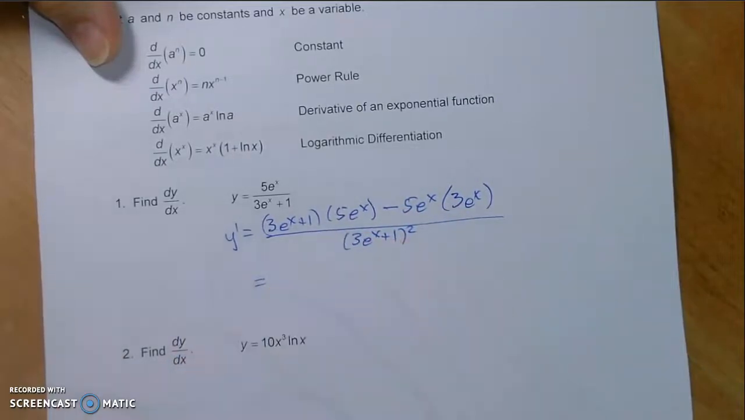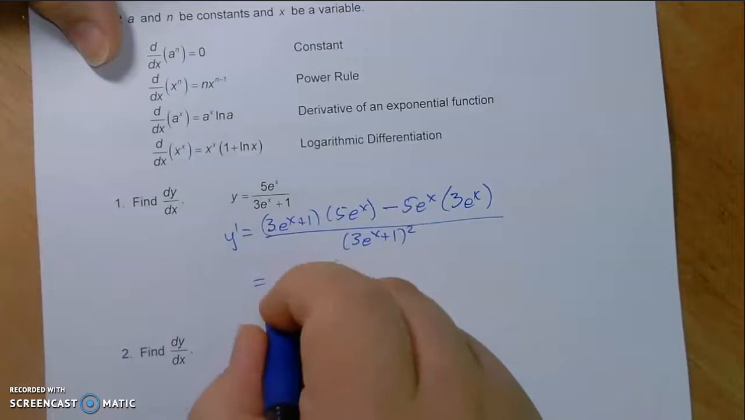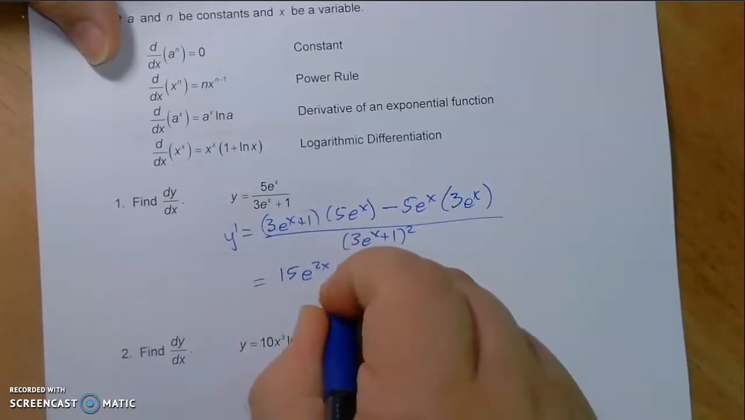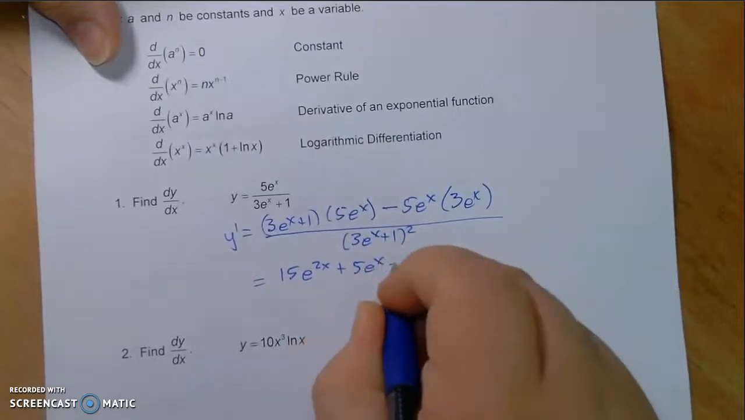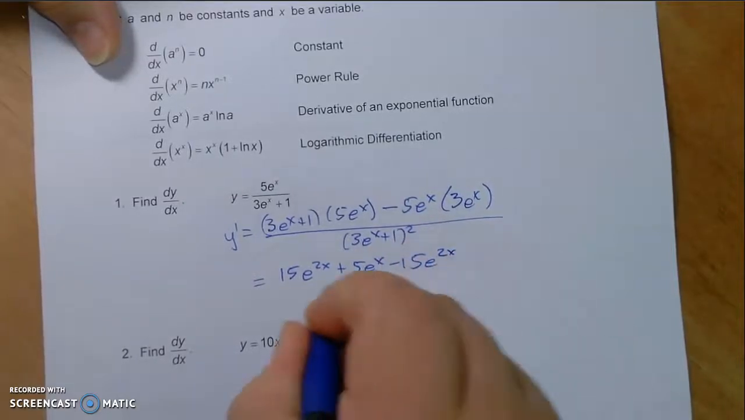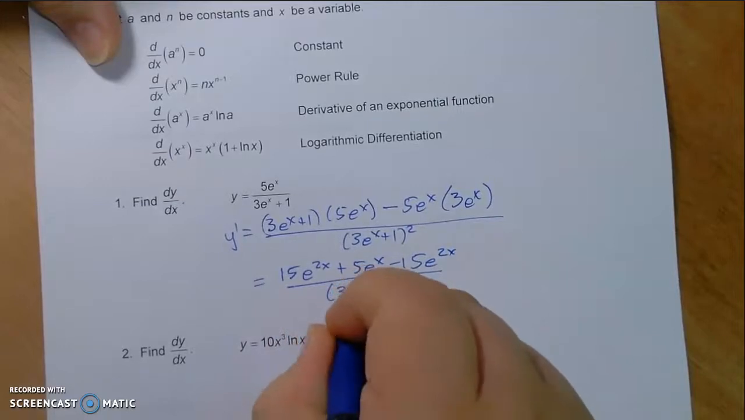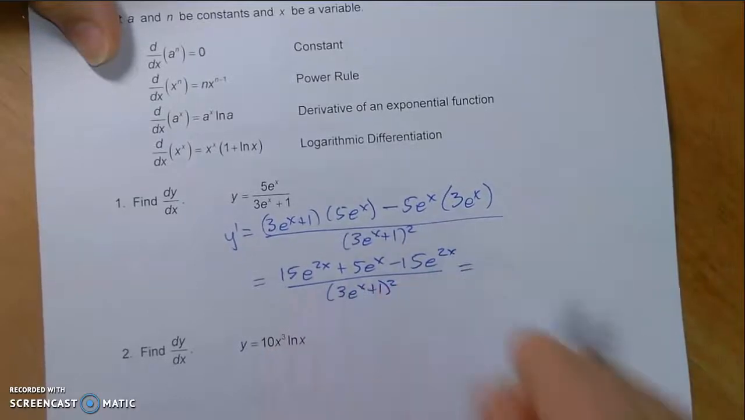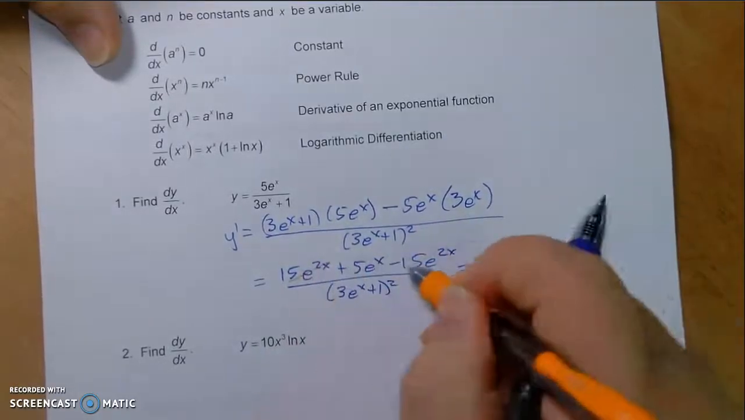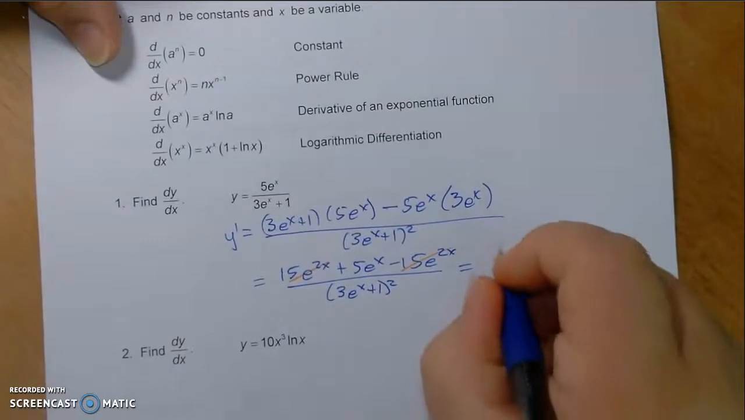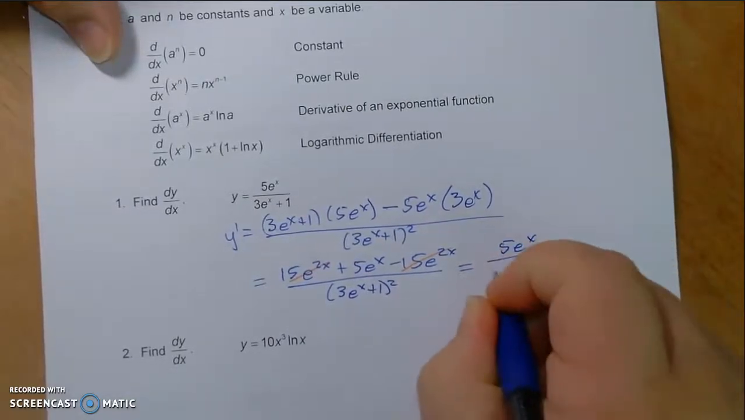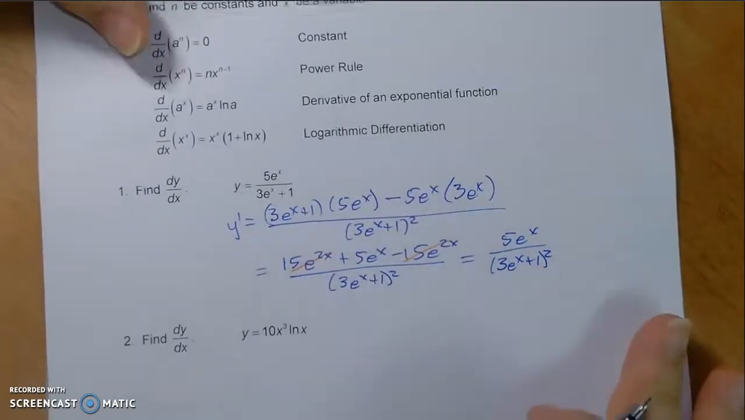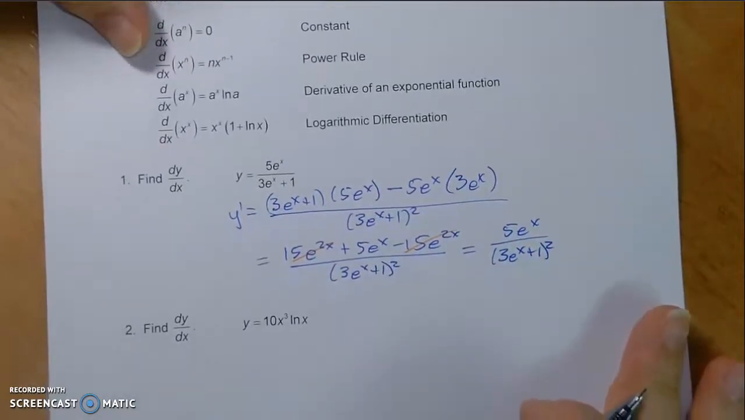Carrying that down, we're going to multiply out our numerator, as always. We get 15 e to the 2x plus 5 e to the x minus 15 e to the 2x, all over 3 e to the x plus 1 squared. Canceling these out right here, this gets canceled with that. We're left with 5 e to the x over 3 e to the x plus 1 squared. Pretty simple. Or at least straightforward, maybe not simple.